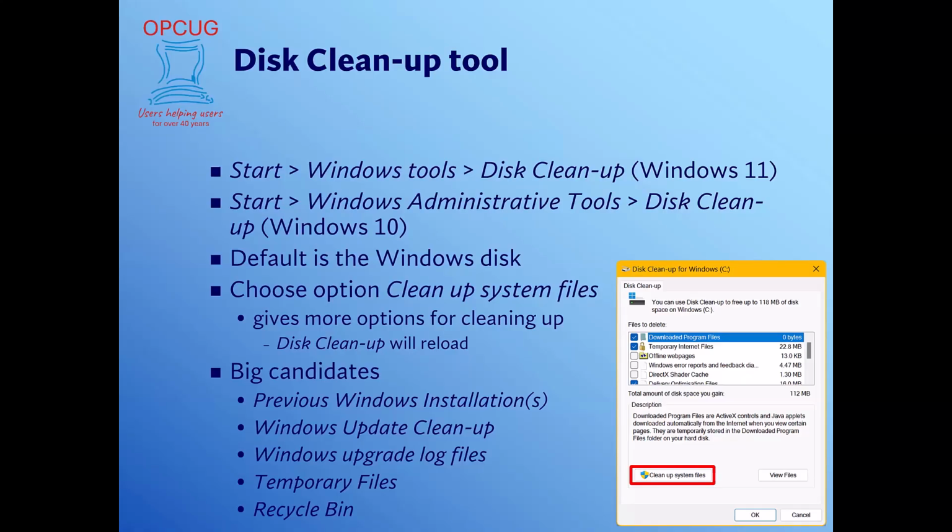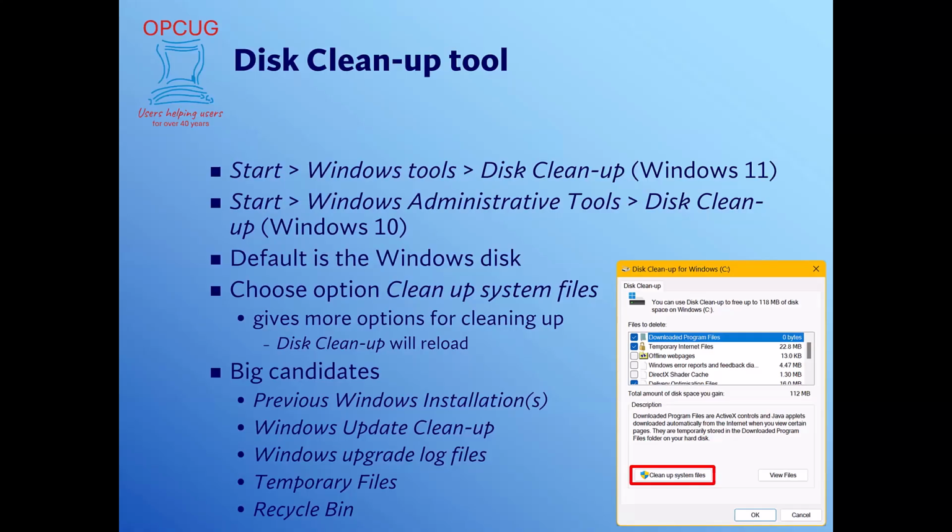Okay? Some of the big candidates: previous Windows installations can be gigabytes. Windows Update Cleanup: every time you run Windows Update on your computer, it squirrels away the old versions of files that are being updated, so that if you want to roll back one of the updates, it can get that older file.